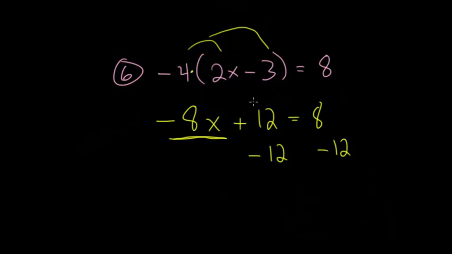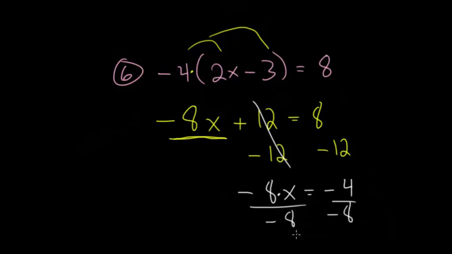Plus 12 minus 12 just cancels and becomes 0. And so we get minus 8x equals 8 minus 12, which is minus 4. And now to cancel out this multiplication by minus 8, I can do the opposite, which is division. So I can divide by minus 8. And anything divided by itself, or minus 8 divided by minus 8, is just 1. So we have 1x equals minus 4 over minus 8, and a negative divided by a negative is a positive, so we have positive 4/8. So we have 1/2 as our final answer.